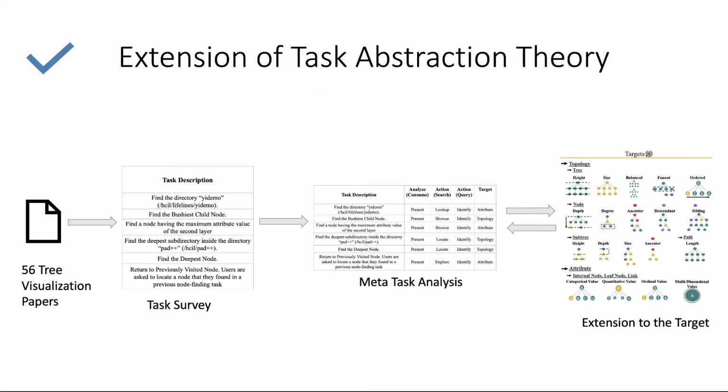To extend the task abstraction theory, we surveyed tree visualization tasks from published papers. We performed a meta-analysis of the tasks to recognize ways to improve the abstraction specificity. We found that the limitation of theory was due to the shallow treatment of tree visualization targets. As a result, we contributed a more extensive list of tree visualization targets, as shown in the figure on the far right.